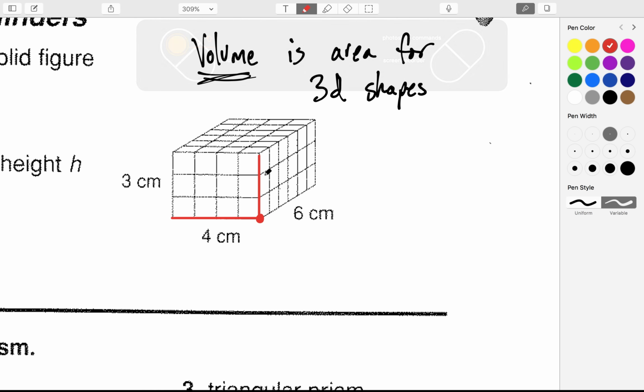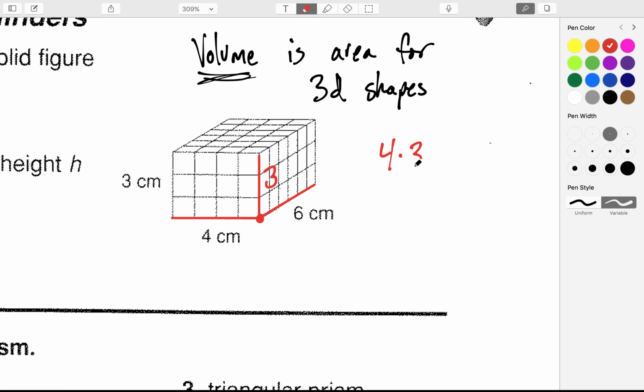Why does it keep on deleting? Let's try that again. Alright, there we go. So these 3 lines, if you just multiply these 3, you found the volume. 4, this one is 3 because this side is 3. 4 times 3 times 6.